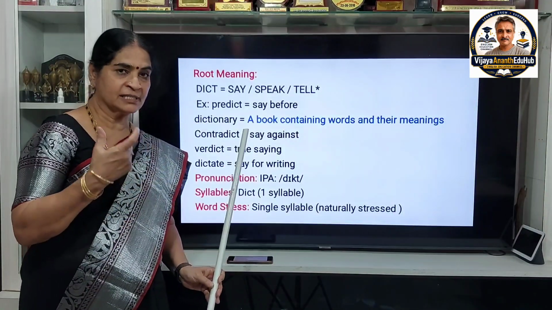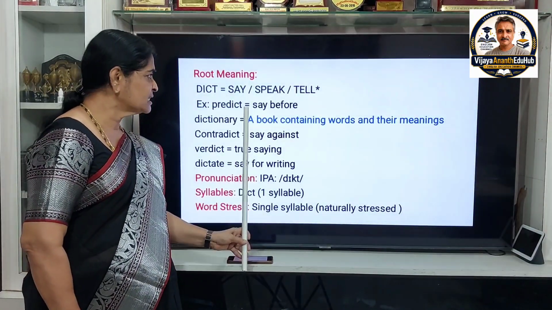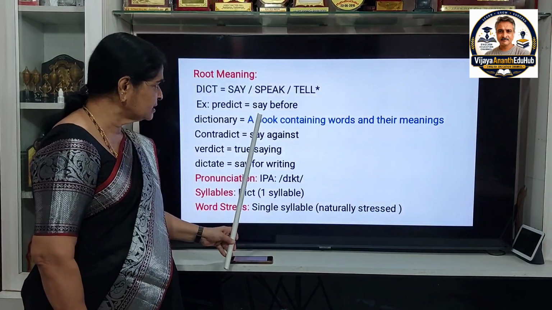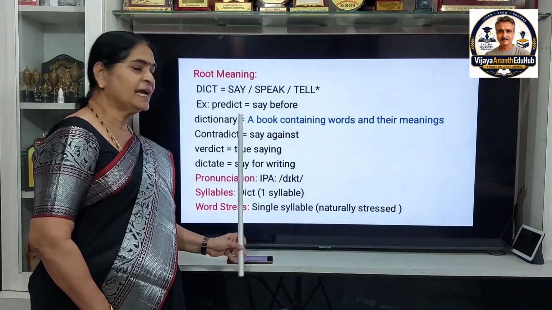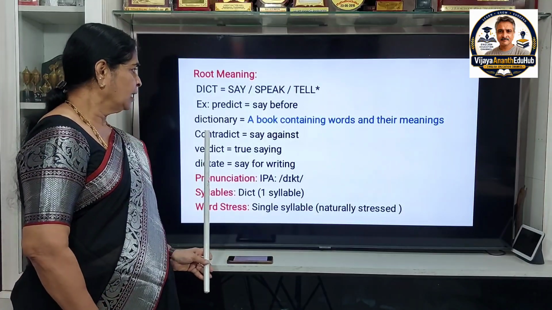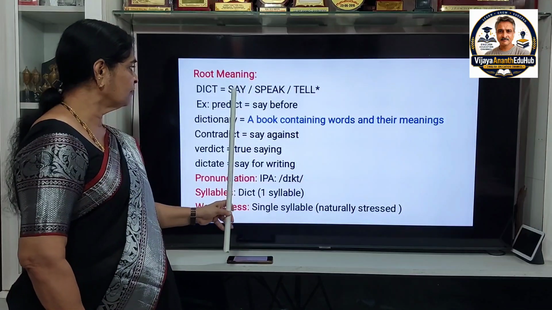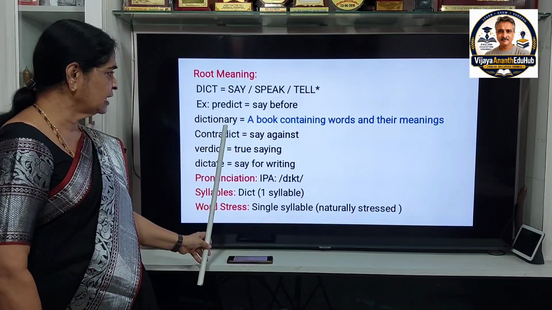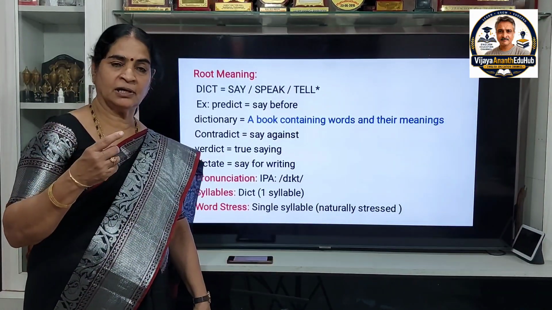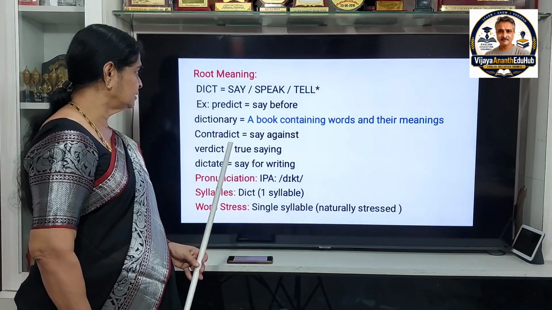One example word from this root is predict, which means say before. Dict means say, so in the meaning also it is say. Pre means before. Saying before something happens, that is called predict. Dictionary is another word taken from the same root, dict. Dictionary means a book containing words and their meanings. It's a book which tells about so many words and their meanings.